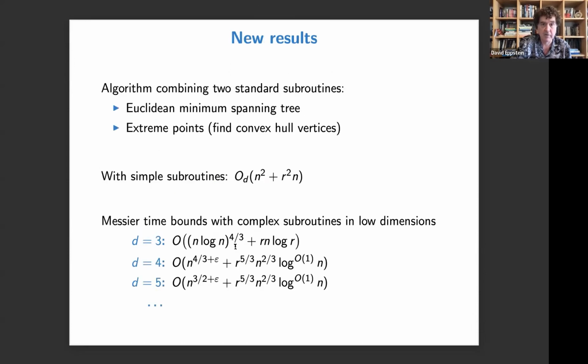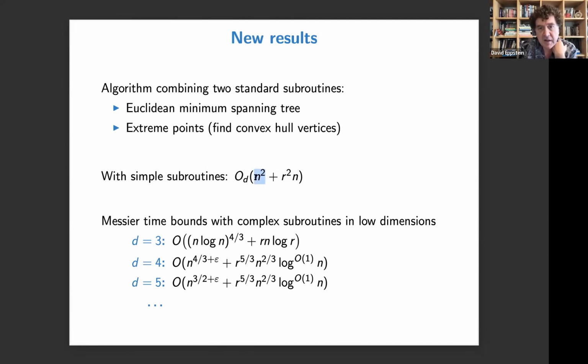And what I'm going to prove is instead you can get an algorithm that still kind of has this cubic behavior, but 2 of the n's have turned into r's and there are no logs. So running time order n squared plus r squared n. There's an n squared overhead that doesn't depend on r that I don't know how to get rid of, and then an r squared n term. That's in any constant dimension.